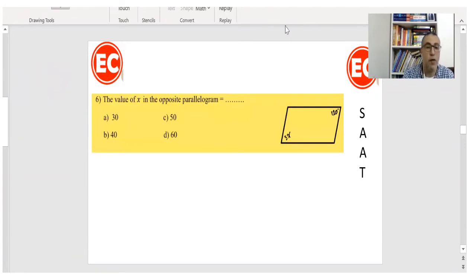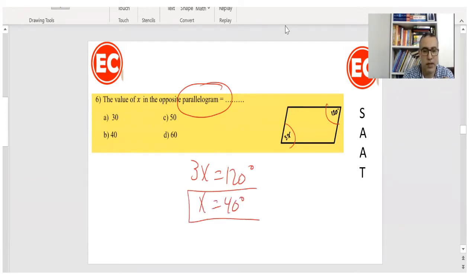The value of x in the opposite figure, and the opposite figure is a parallelogram. One of the properties of the parallelogram is that the opposite angles are equal. So 3x is equal to 120. So x is equal to 40 degrees. Answer is B.